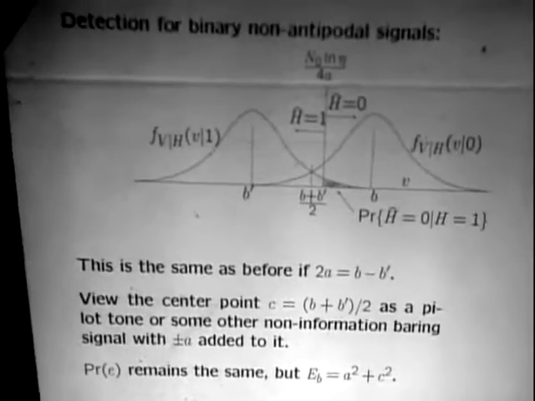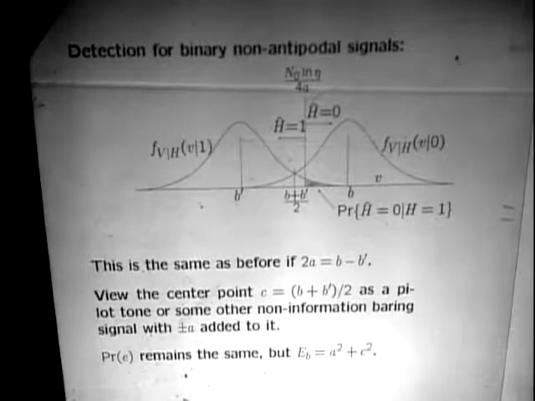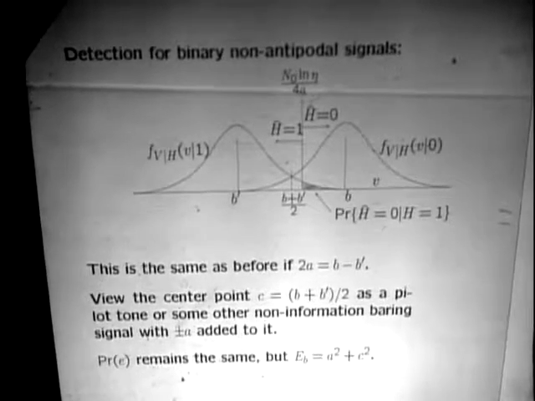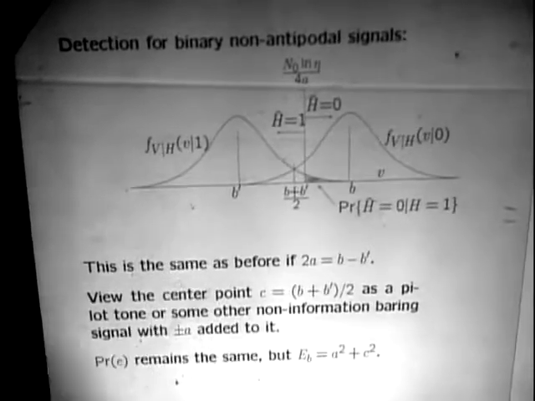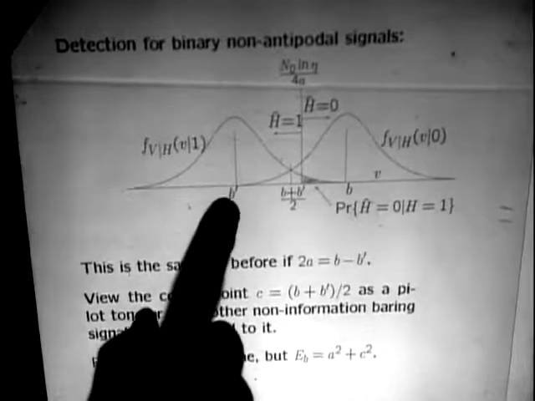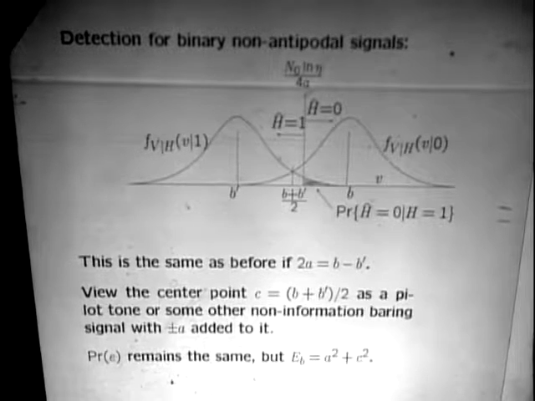Okay, so we spent a lot of time analyzing binary antipodal signals. What about binary non-antipodal signals? This is a beautiful example of Shannon's idea of studying the simplest cases first. If you have two signals, one of which is b and one of which is b prime, they can be put anywhere on the real line.